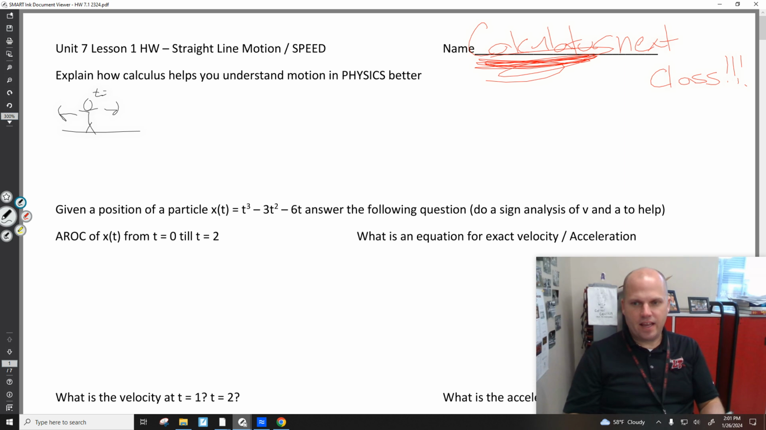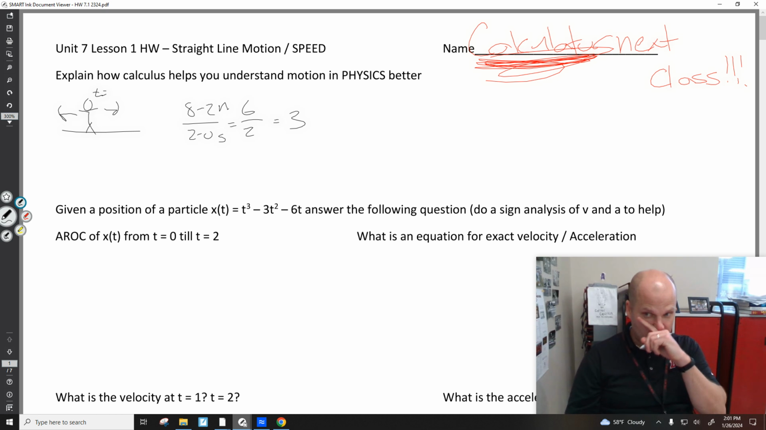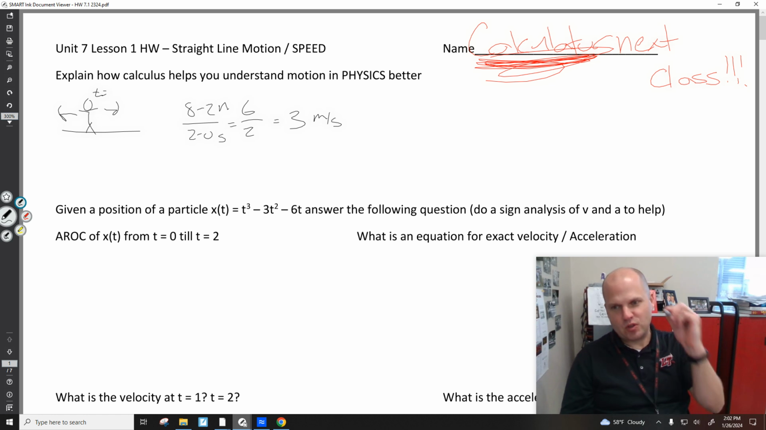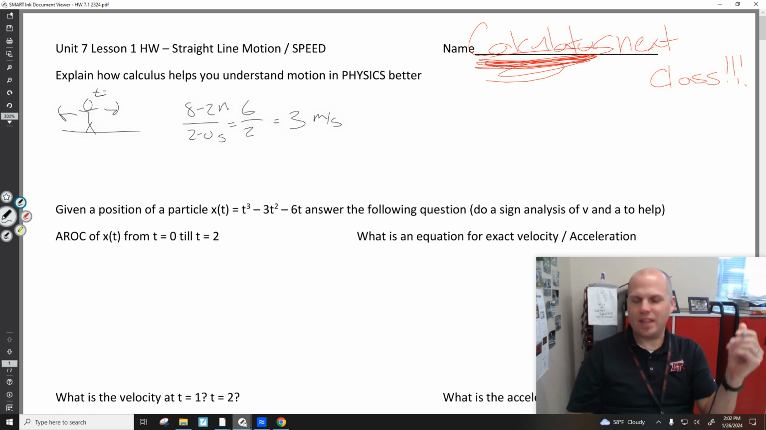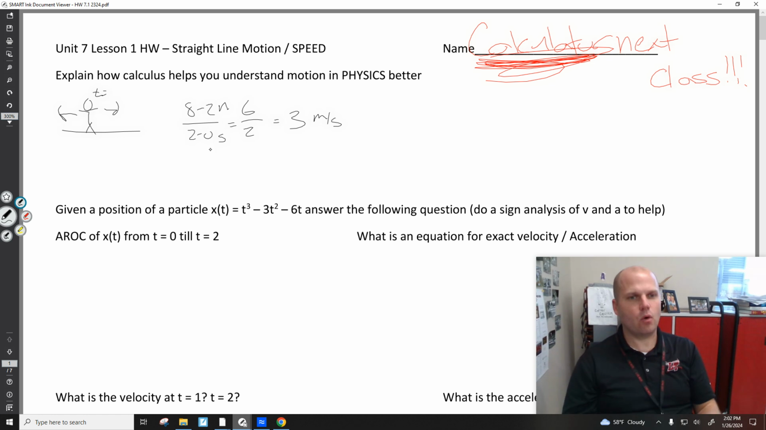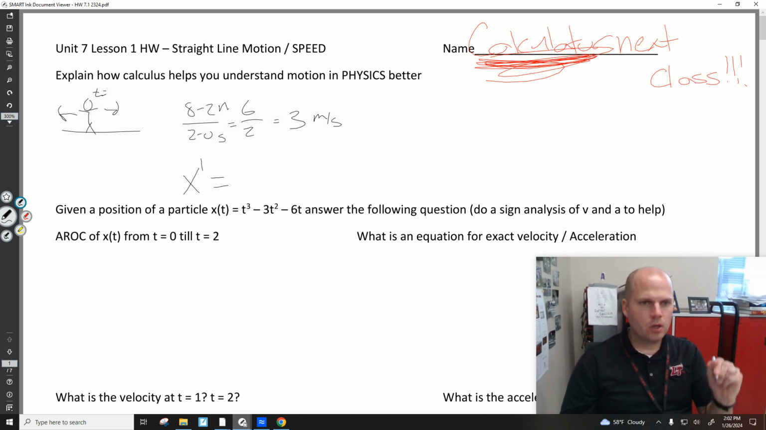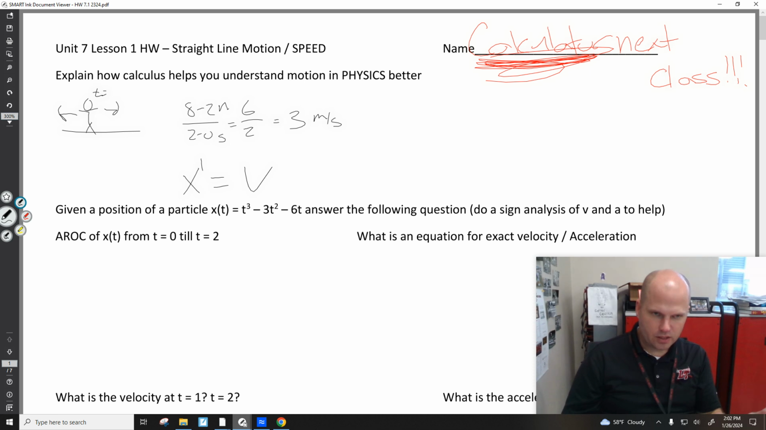What we talk about is that if we're looking at the slope of position, so how your position is changing, your position went from 2 to 8. Your position increased by 6 over the time of 2 seconds. So 6 meters per 2 seconds. We get 3 meters per second. The rate of change of position is what I just calculated. Well, physicists have used the word velocity when they could have been using the rate of change of position or the derivative of position. The derivative of position, how quickly position is changing, physicists call velocity.